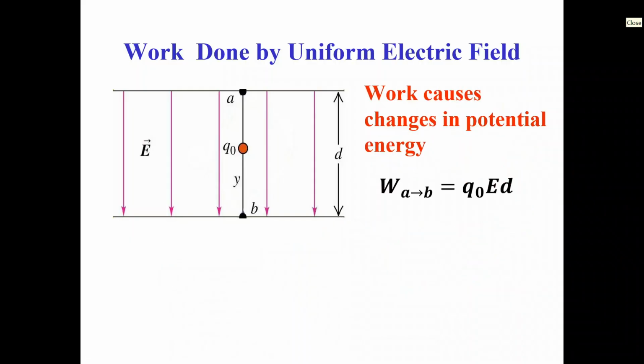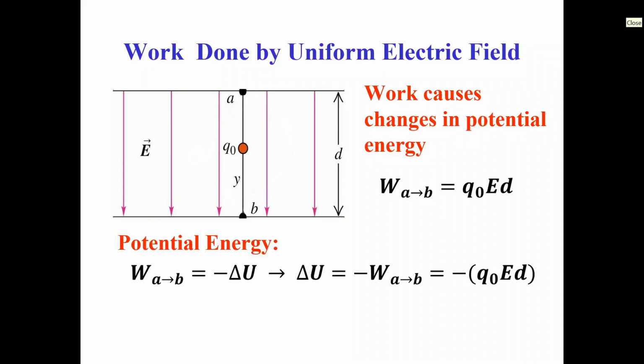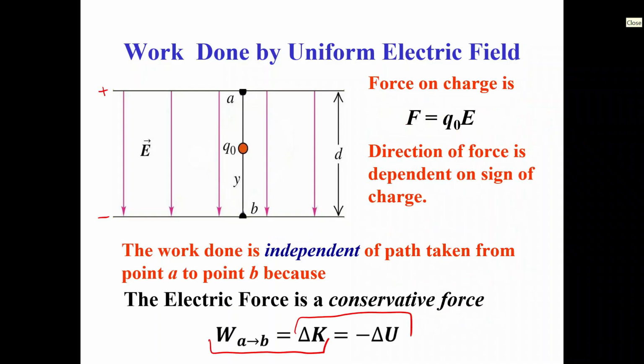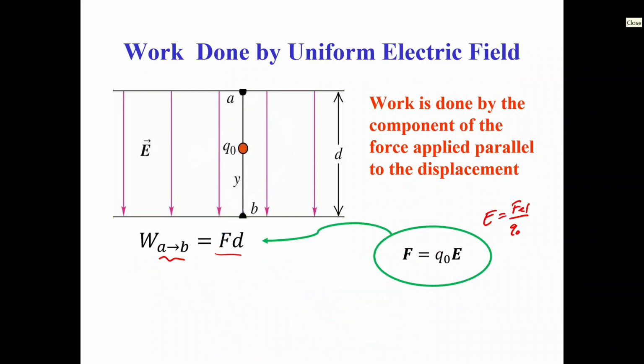Now, that work causes changes in potential energy. So our work is our negative change in potential, because when we come back over here, remember that our work is equal to our change in kinetic. Our change in kinetic is the opposite of whatever the change in potential is. That's why there's a negative there.